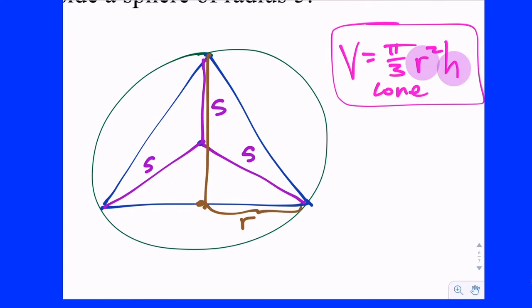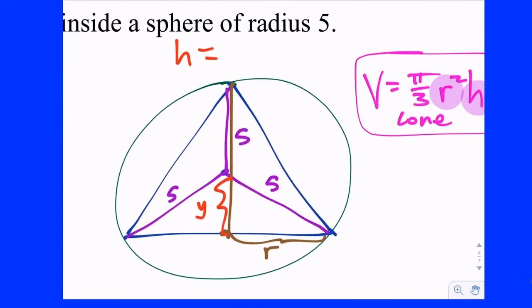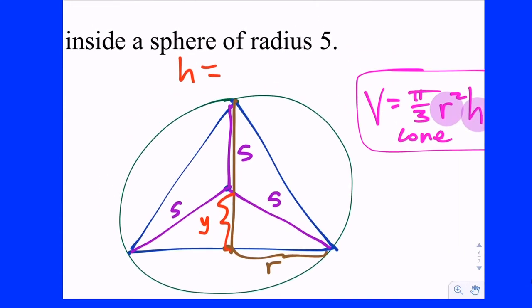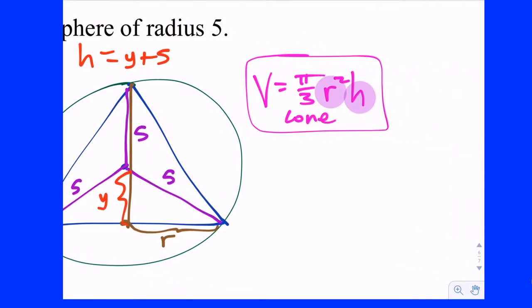Here's what I would recommend. Get in the habit of labeling your small parts, and then if you need to, you can build up to the big parts, and you won't have fractions either. Now, I'm not going to call that little piece below the center h because it's not the height. I'm going to call it y because it's a vertical piece. And so now the height of my cone is what? Y plus 5. All right? Which is plus instead of minus. That helps me feel better.